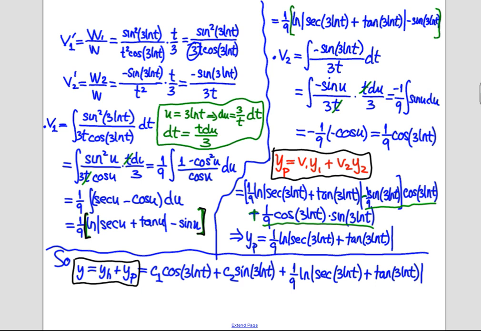We have, except we still forgot the cosine 3 ln t here. Yeah, sorry about that. Again, I forgot the y1 in this case, which is this. Even though the sine and cosine cancel, we still have that multiplied with the ln, and so that's what we have for this problem.